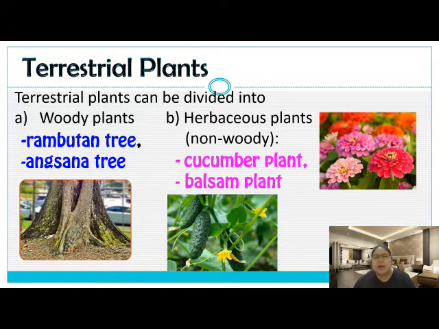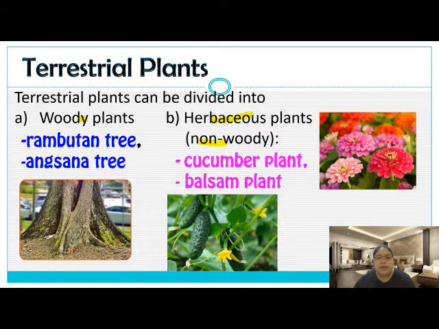Let's see the terrestrial plants. Terrestrial plants can be divided into two kinds also. The first one we call woody plants. Woody plants means there is wood inside. Another one is herbaceous plants. Herbaceous plants means non-woody, they don't have any wood inside to support them.